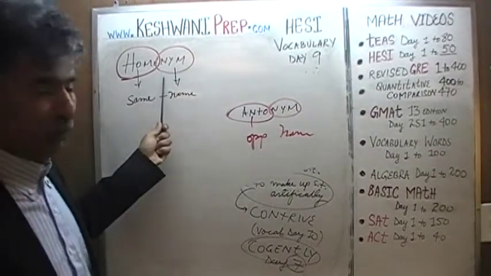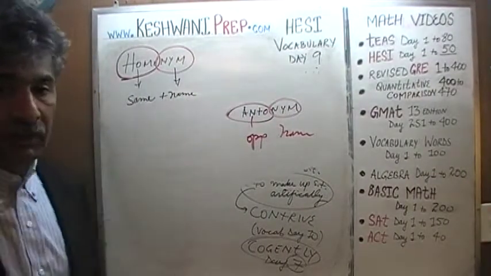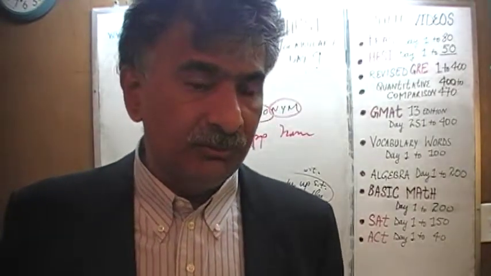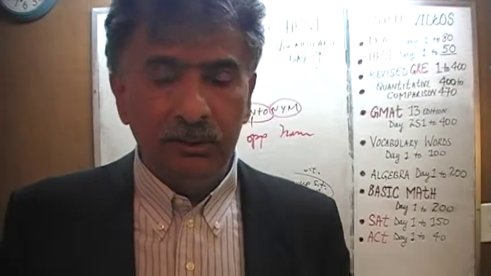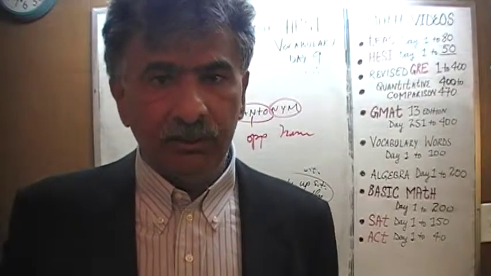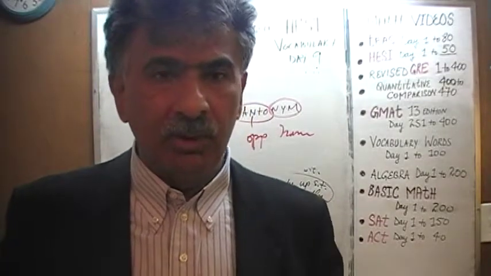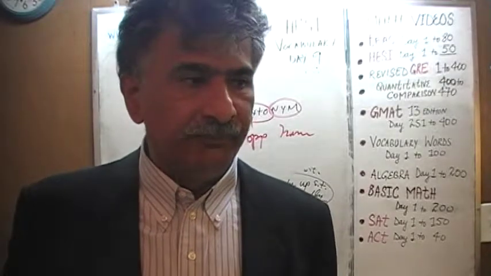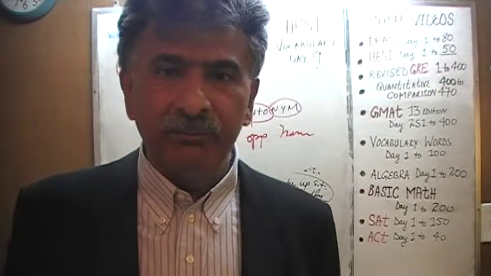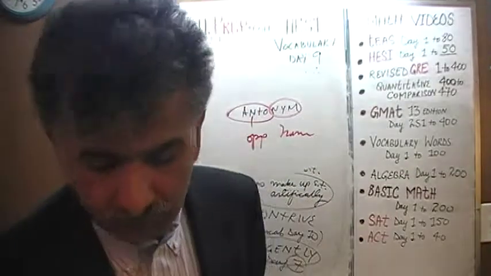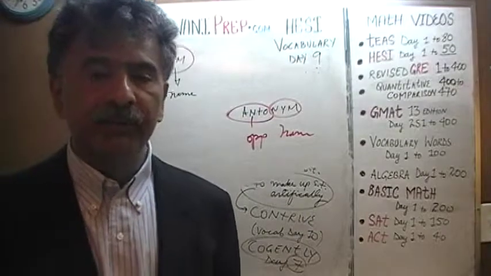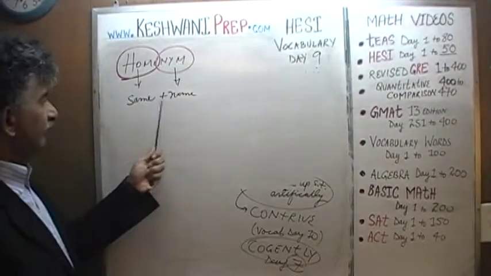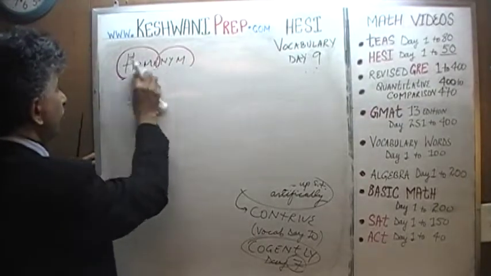But the notion of homonym is different from the notion of synonyms. Of course, you know what synonyms are. Synonyms are two words that mean the same. Do you understand? Wealthy and rich, poor and pauper, destitution and poverty. These are synonyms. Intrepid and brave. These are synonyms. We're not talking about synonyms. Here we're talking about homonyms. What are homonyms? Homonym literally means same names. So let's talk about what homonyms are.